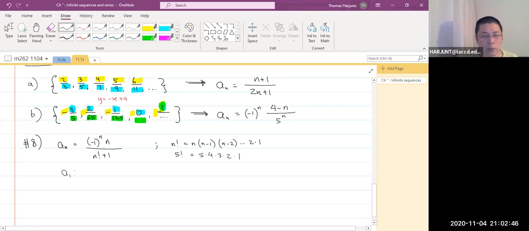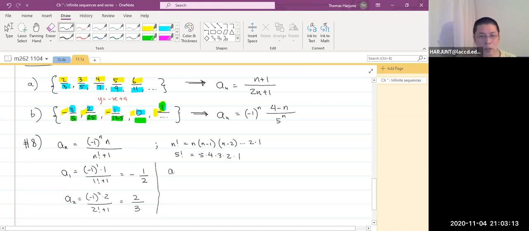What is a sub 1? Negative 1 to the 1 times 1 over 1 factorial plus 1. That's negative 1 over 2. The second term, negative 1 squared times 2 over 2 factorial plus 1. That's positive 2 over 2 plus 1, which is 3. A sub 3, that will be negative 1 cubed times 3 over 3 factorial, that's 6 plus 1, that's 7. So that's negative 3 over 7.